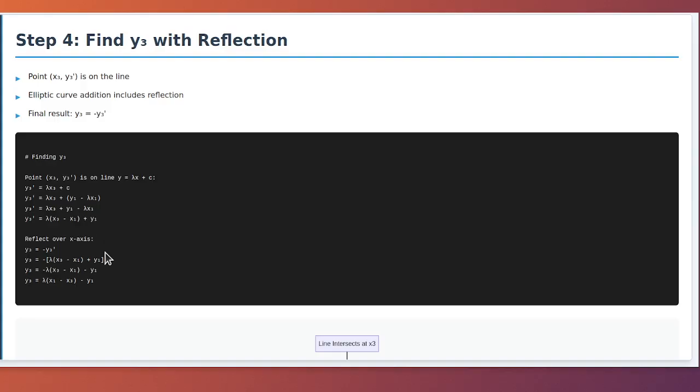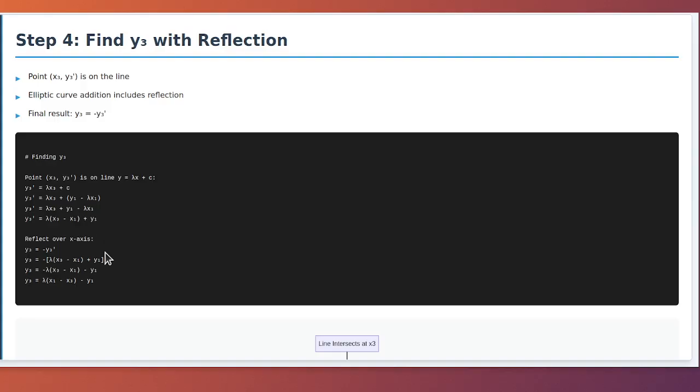So, let's find y3 prime. Since the point x3, y3 prime is on the line y equals lambda x plus c, we have y3 prime equals lambda times x3 plus c. Recall that c equals y1 minus lambda x1. Substituting this, we get y3 prime equals lambda x3 plus y1 minus lambda x1. We can then rearrange this as y3 prime equals lambda times the quantity x3 minus x1, plus y1.